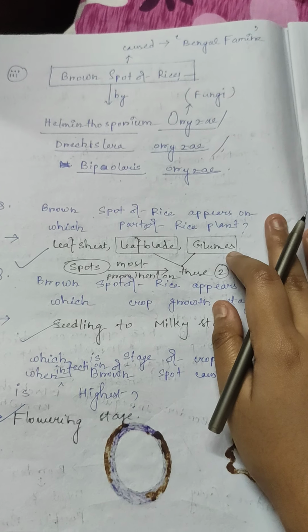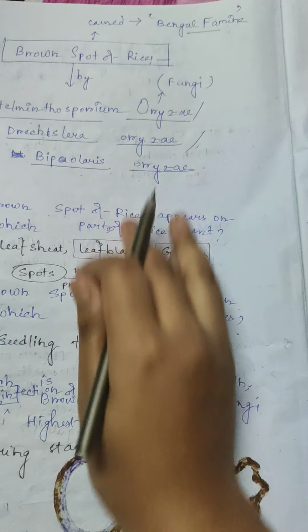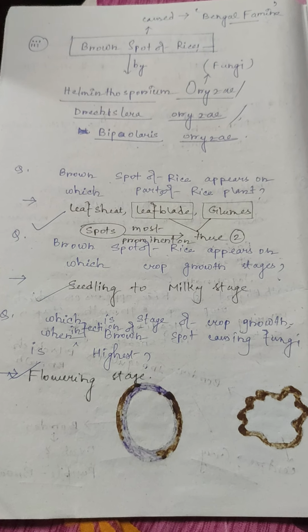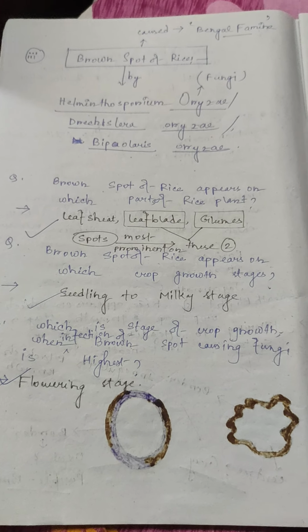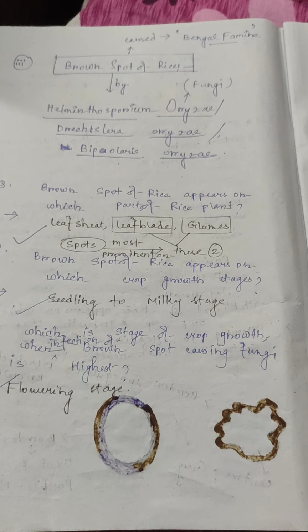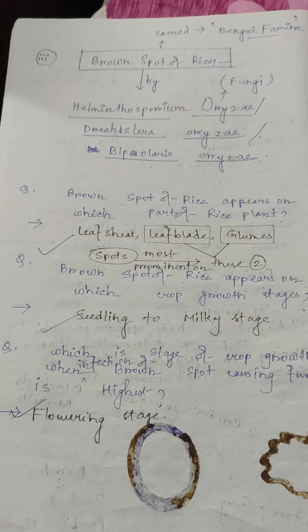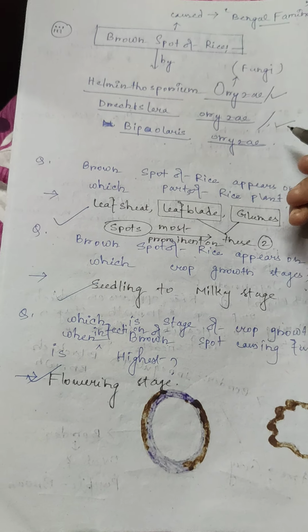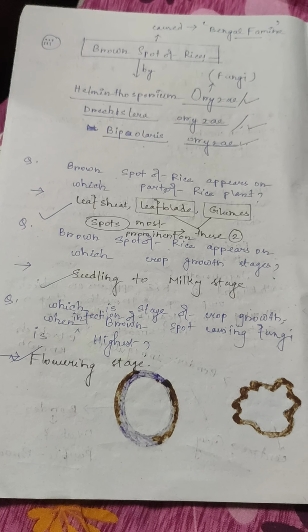Third disease is brown spot of rice, which caused the Bengal famine. Brown spot of rice is a very popular disease because this disease caused the popular Bengal famine. Brown spot of rice is caused by Helminthosporium oryzae, this is the old name, or Drechslera oryzae or Bipolaris oryzae. Three species of this fungus can cause brown spot of rice.